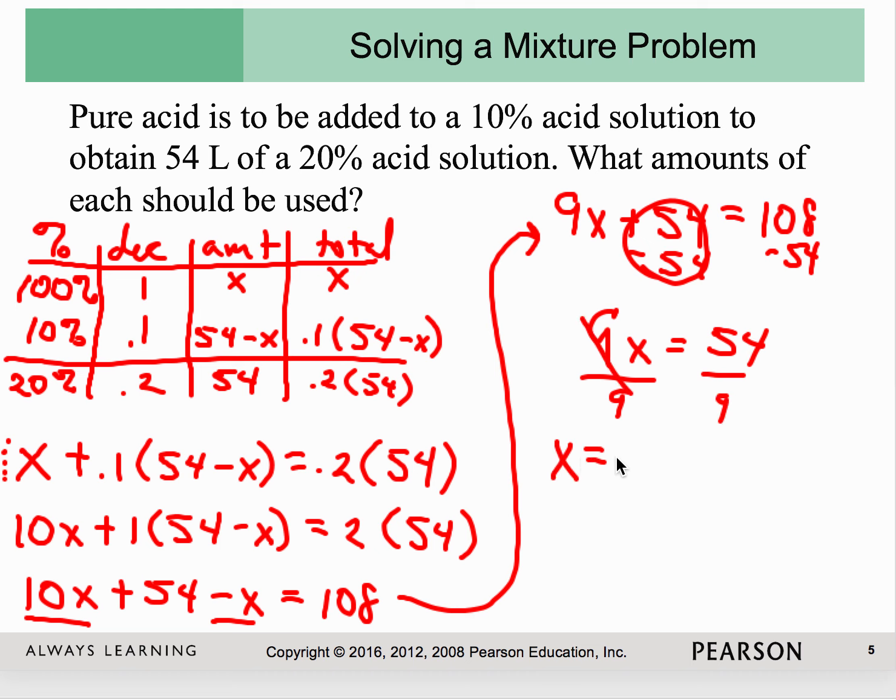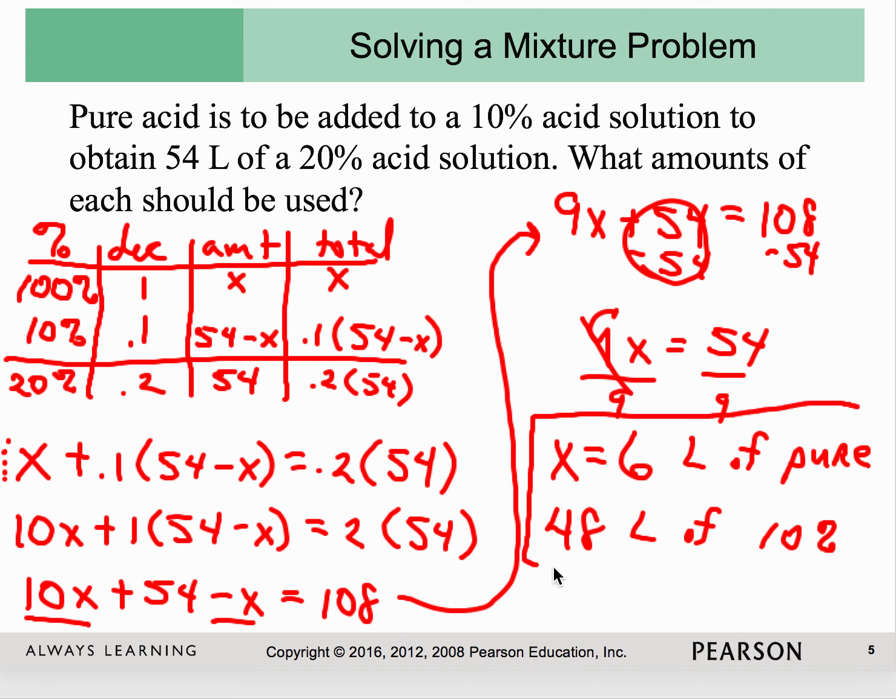So x equals, now don't forget, I got to say how much. So x equals, I need 6 liters of pure acid. You can put 100%. Okay, so if I need 6 here, 54 minus 6 needs to be mixed with 48 liters of 10%. Don't just say you need 6 liters and 48 liters. 6 liters of which one? 48 of which one?